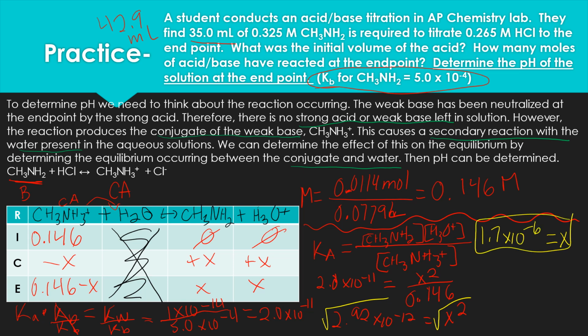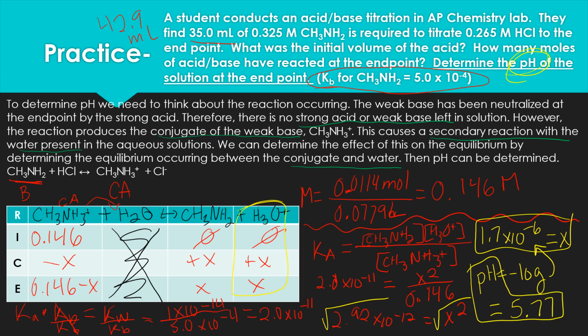Now remember, we're not done. Our whole goal here is to figure out the pH of the solution at the endpoint. But x gives us our concentration of H3O+, which is the same as our concentration of hydrogen. So to find pH, we're going to do the negative log of that value. So negative log of 1.7 times 10 to the negative 6th, and we get a pH of 5.77. And that is our final answer.